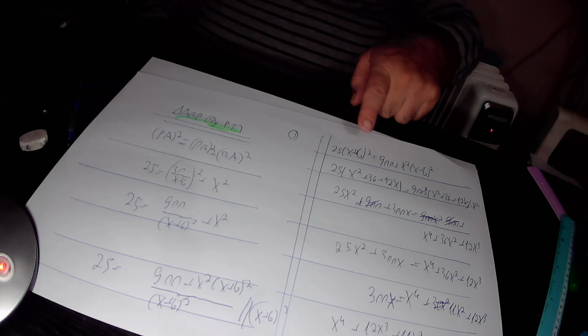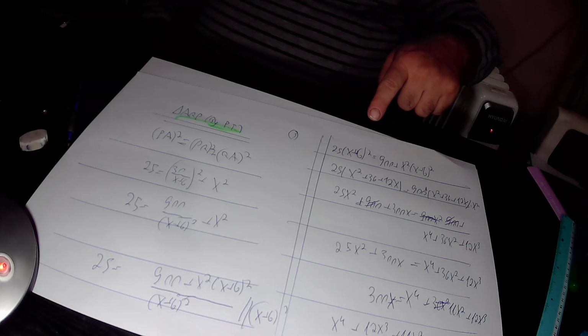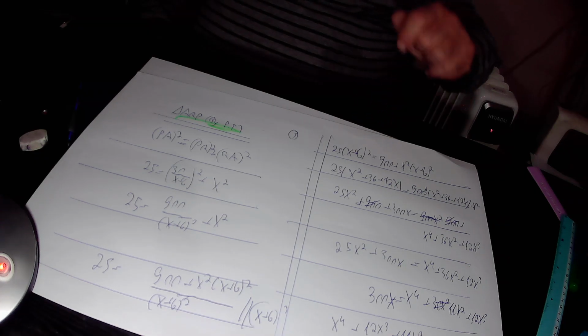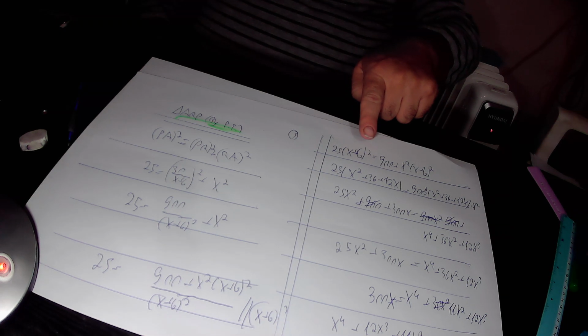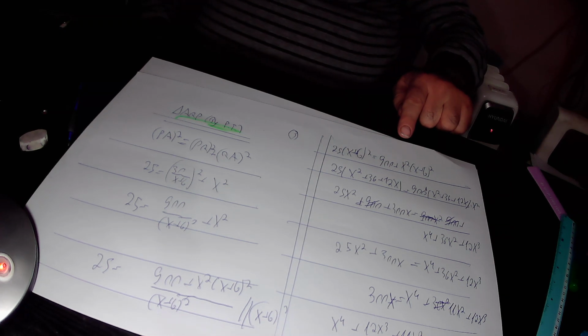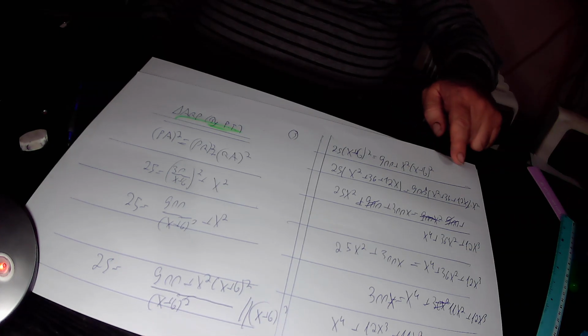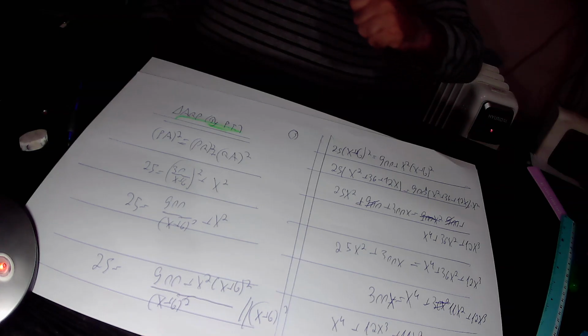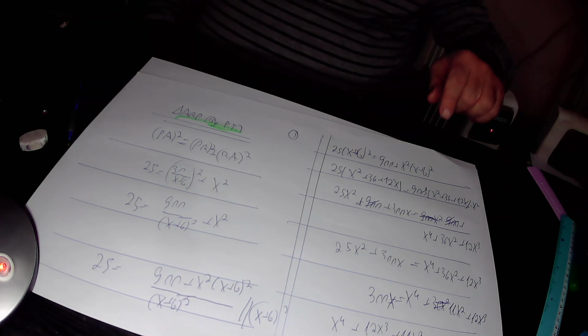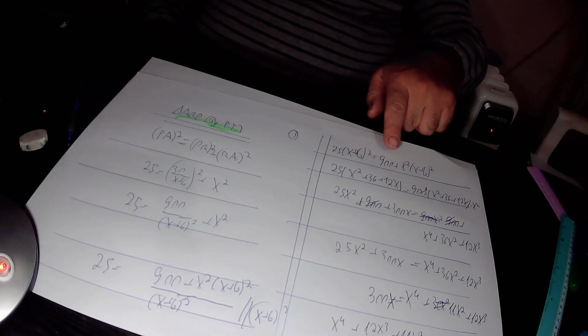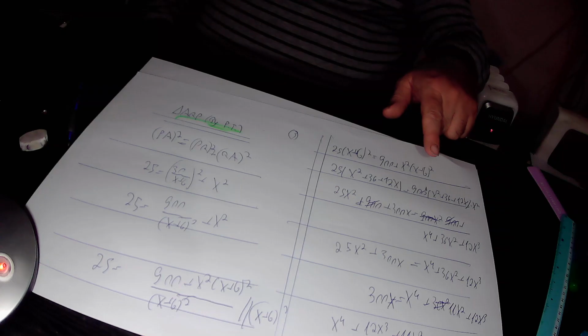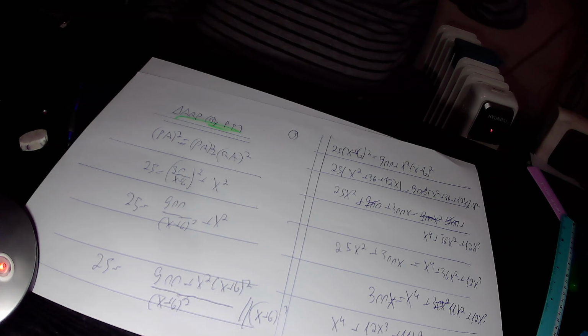(x plus 6) squared equals x squared plus 6 squared, that is 36, plus 2 times x times 6, that is 12x. So this expression equals 25 times (x squared plus 36 plus 12x), and it is equal to (x plus 6) squared, which is x squared plus 36 plus 12x. So here we have 25 times (x squared plus 36 plus 12x) equals 900 plus (x squared plus 36 plus 12x) times x squared.